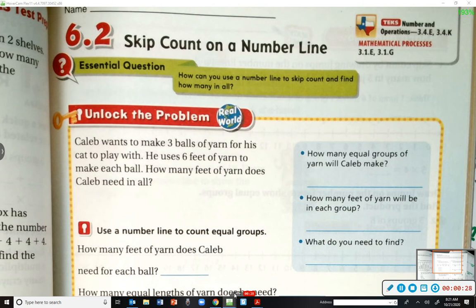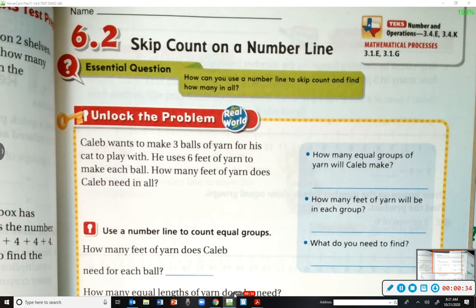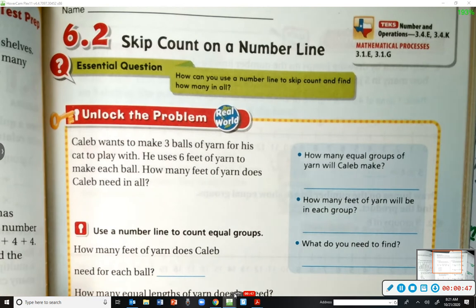So Kelsey, can you read the word problem for me? Caleb wants to make 3 balls of yarn for his cat to play with. He uses 6 feet of yarn to make each ball. How many feet of yarn does Caleb need in all? Okay. Did y'all hear a key word in there?